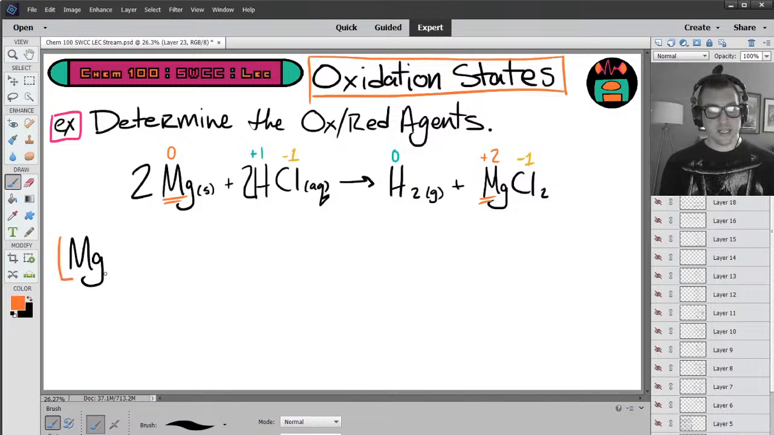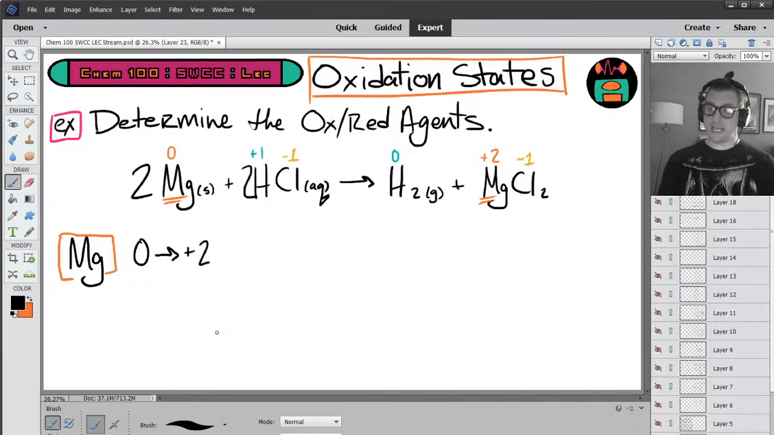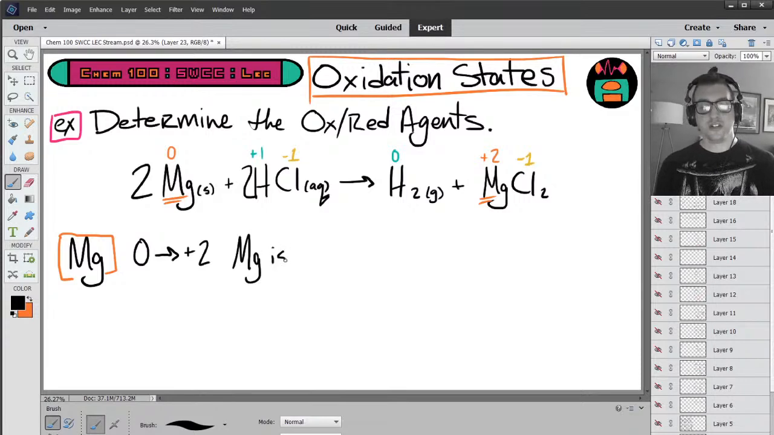The question is, is it losing or gaining electrons? Well, it starts at 0. It ends at positive 2. So that means if it's gone from 0 to positive 2, it's lost electrons. That means it has been oxidized. LEO says GER. LEO is lose electrons, oxidation. So magnesium is oxidized.